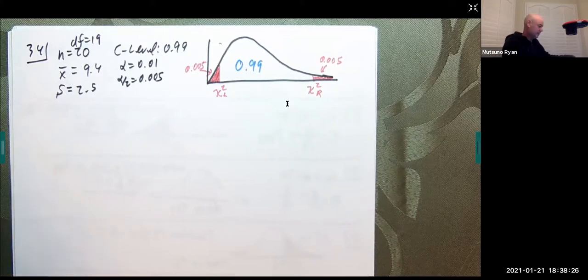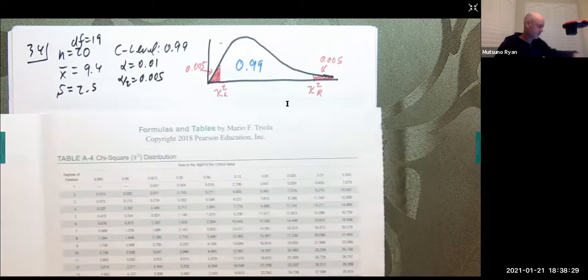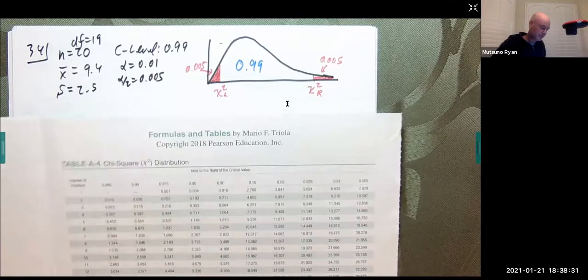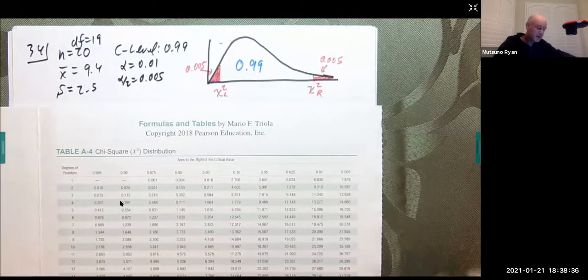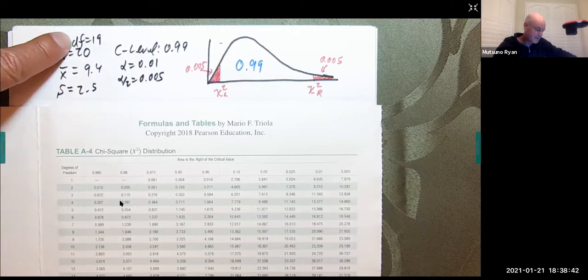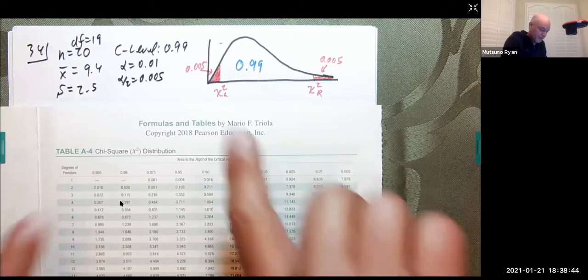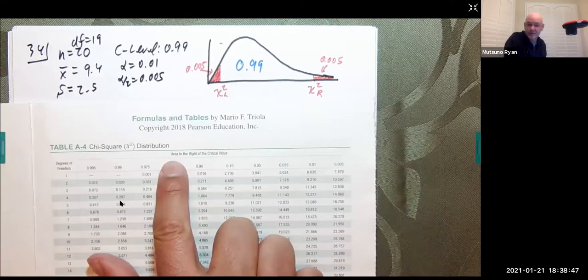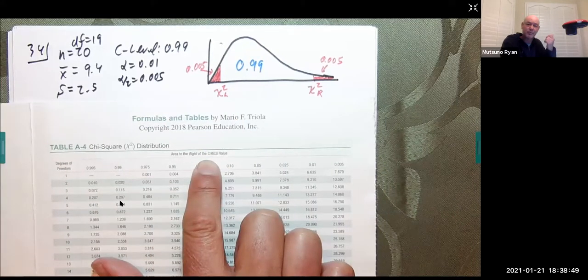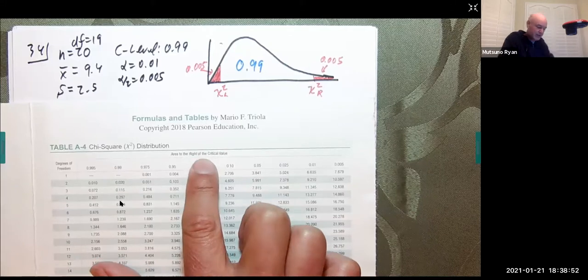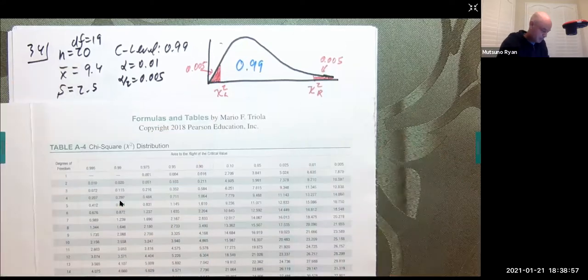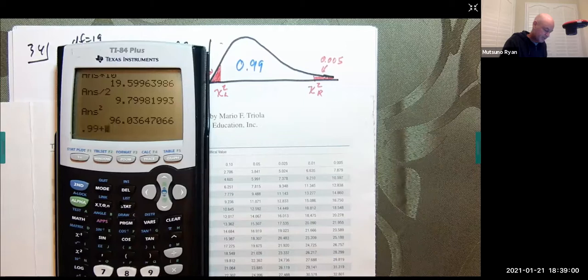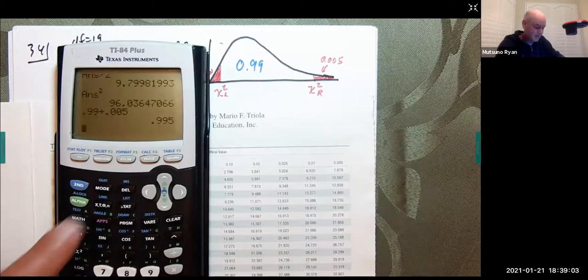And we need this table to find these values. So degrees of freedom is 19. Now, to be clear, if you notice, this table is area to the right. So the z and the t are area to the left when we're using the calculator. This is area to the right. So the area to the right of the left one is 0.99 plus 0.005. So 0.995.